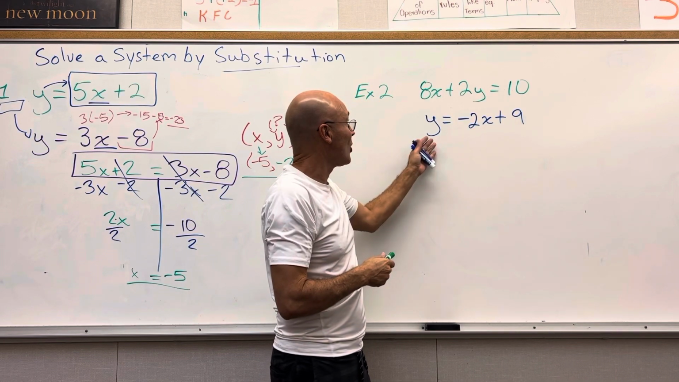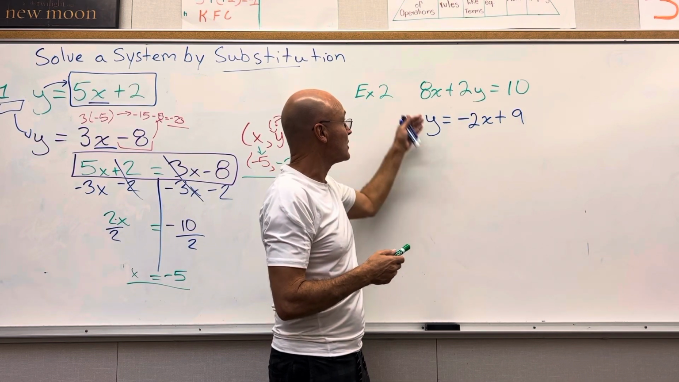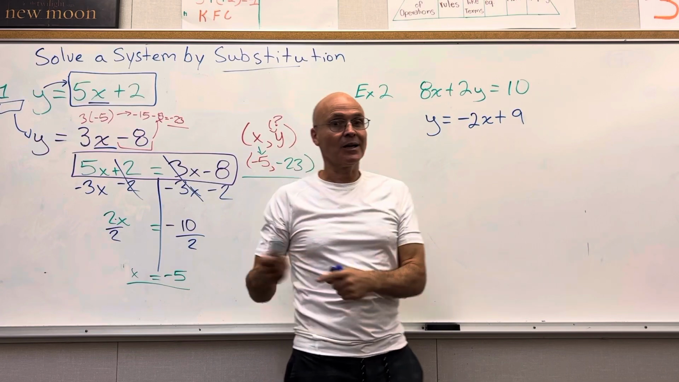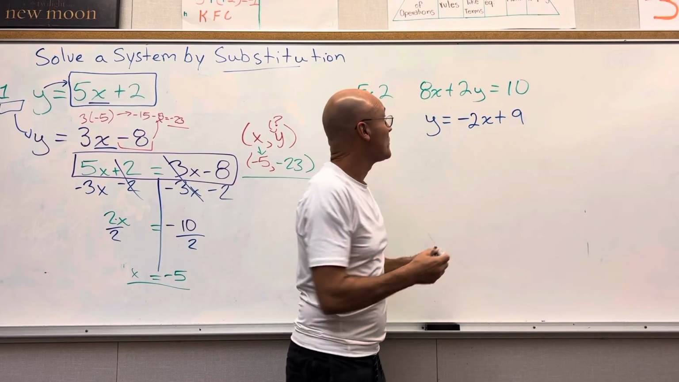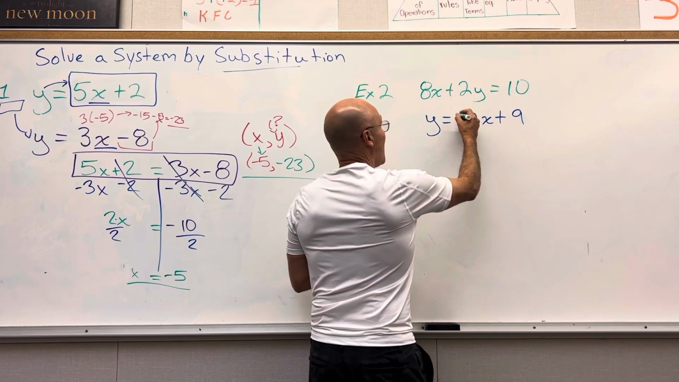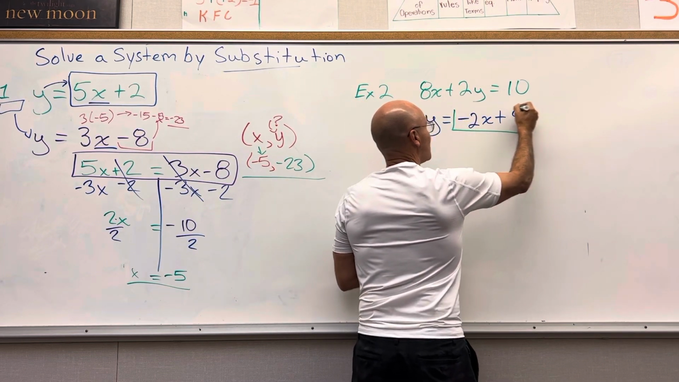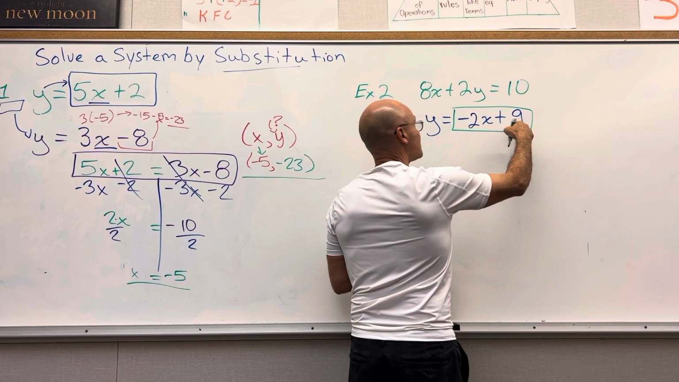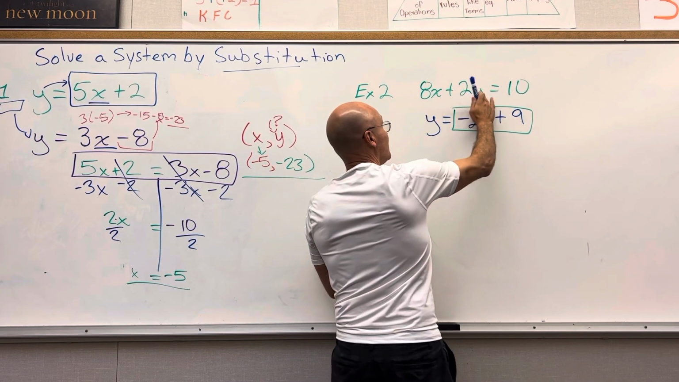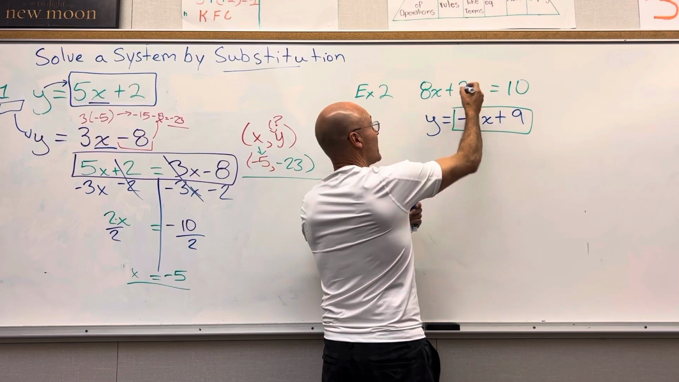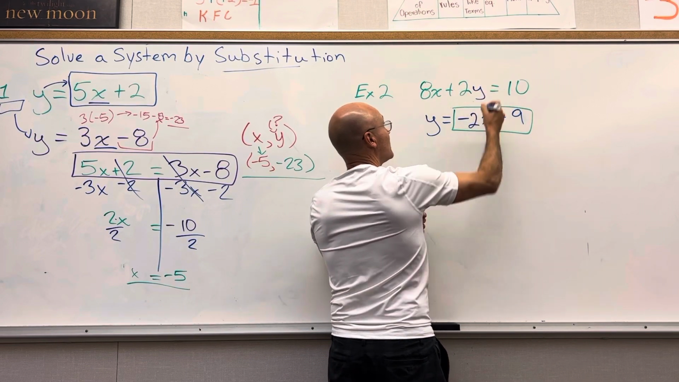So how do we solve for the point of intersection with these two lines? It's not going to be the same as this one because it's a little different setup. Well, y is now equal to this negative 2x plus 9. And we have this y right next to the 2 that's multiplying the y. And I'm going to write it in blue.